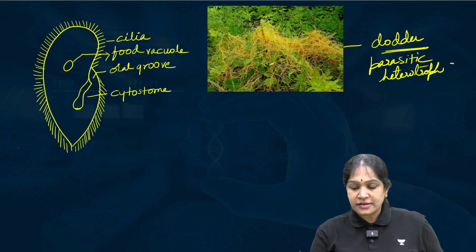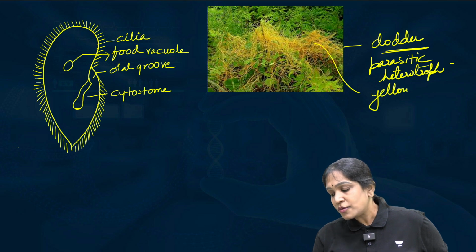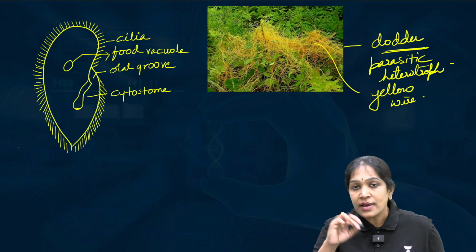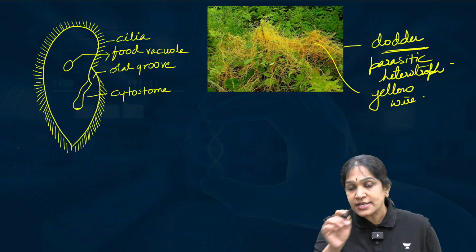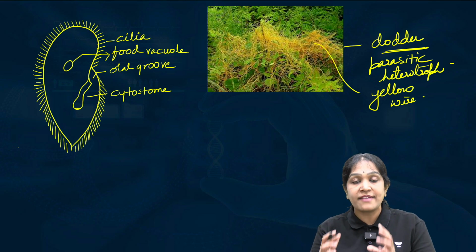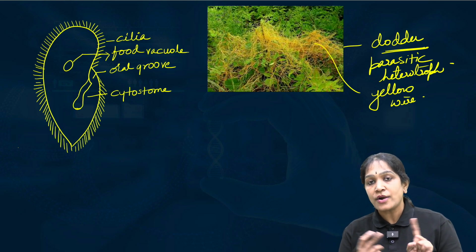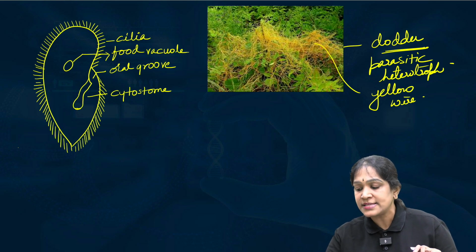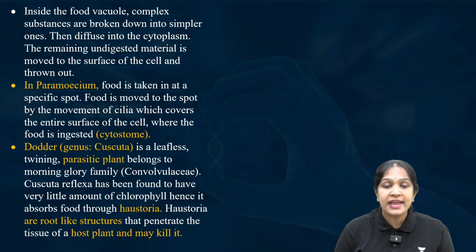If you carefully observe, you can see green color here, and also you can see yellow color wire-like growth on the green plants. That yellow wire-like growth is the dodder. It is yellow because it does not have chlorophyll, so it cannot photosynthesize. If it does not have chlorophyll, it cannot synthesize its own food, so it derives the food material from this green plant. Now let us see how it does that.